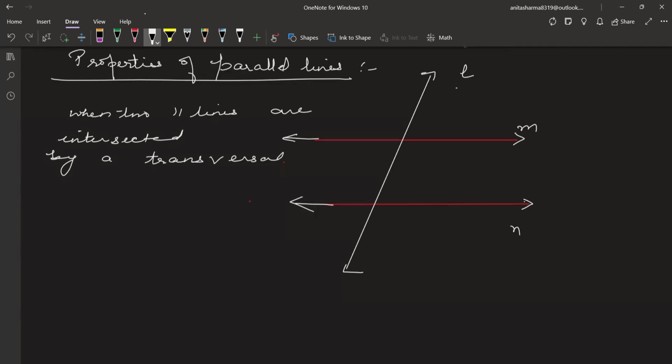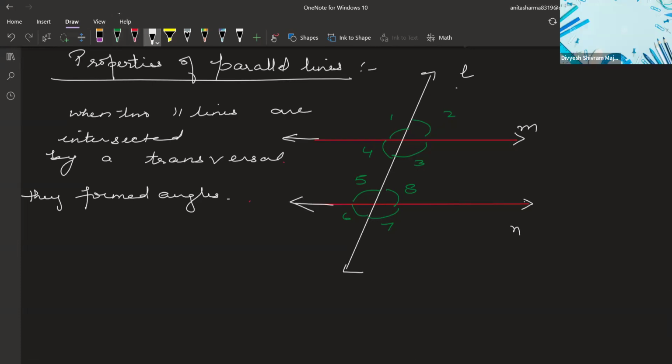so see beta, we are having two intersecting points, right? Yes. By a transversal, they form angles, right? And they will be forming 8 angles. See how? Angle 1, let this be angle 2, this be angle 3, this be 4. Now this be 5, this be 6, this be 7, and this will be 8. Clear, beta? Yes, ma'am.